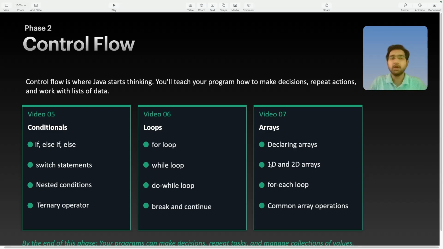We will be learning about conditionals like if, else if, switch statements, nested conditions, and ternary operators. Also, the next part is loops: for loop, while loop, do while loop, break, continue, and for each loops. In the next part of the phase we'll be learning about arrays, how to declare arrays, how we can use 1D and 2D arrays, and also common operations on arrays.